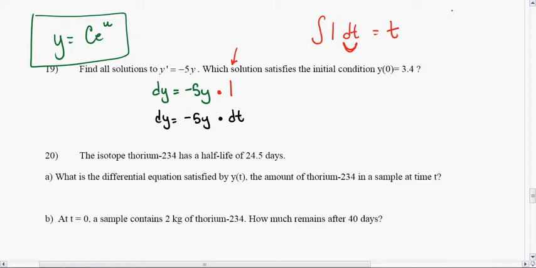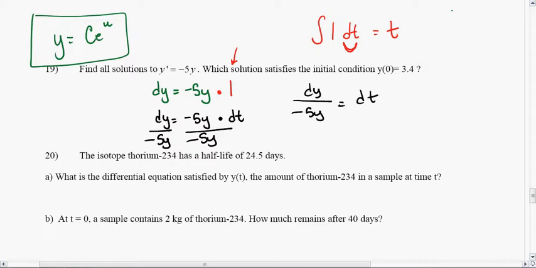Now let's separate the variables. I want to get all my y terms on one side and all my d terms on the other side. My negative 5y is a factor. I need to separate that out, so I'm going to divide by negative 5y on both sides. And now I have dy divided by negative 5y equals dt.